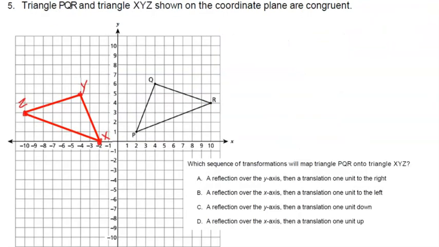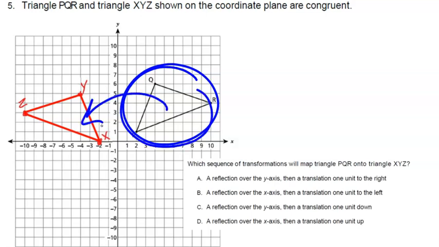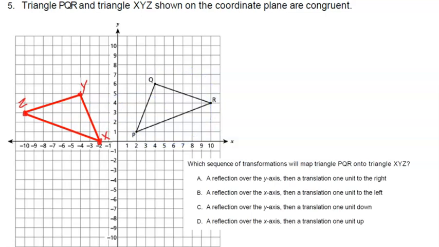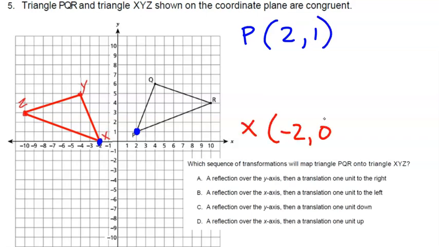Question number 5 asks you to determine which sequence of transformations can take you from the black shape, PQR, onto the red shape, XYZ. So when I look at these letters, I see that P is the first letter and X is the first letter, so they are corresponding points. So this point has to go to X. So my original point P is 2, 1, and my final point X is -2, 0.